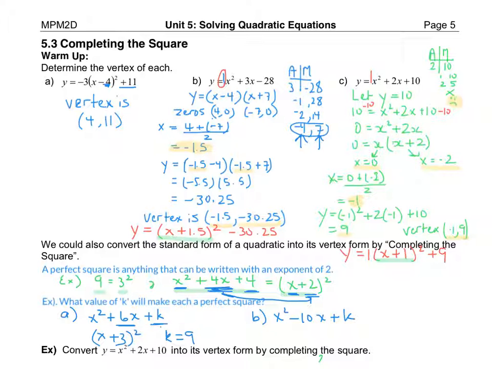Okay, if you did part B, you should take half of negative 10 and get negative 5. So inside the brackets, you should have an x take away 5. The k value will be the square of that 5. 5 squared would be 25. So k equals 25. So this is the process that we're going to use to help us do this thing called completing the square, which I'll do on the next slide.